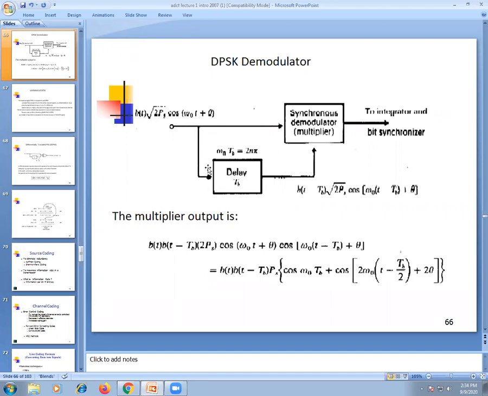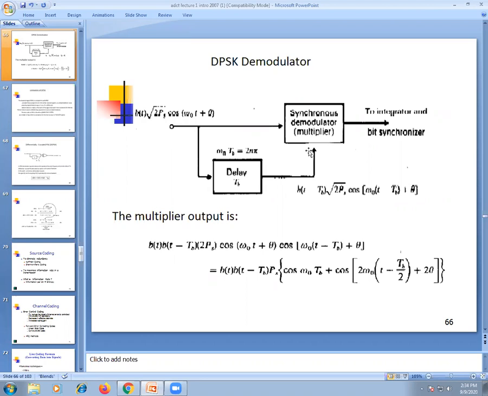Another one is a one-bit delay taking place. That is B of t minus T of b, because of the one-bit delay: B of t minus T of b, root 2 PS cos omega naught (t minus T of b) plus theta.